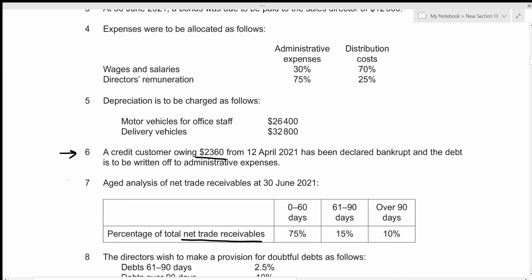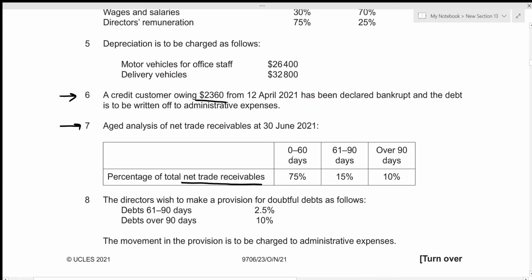Again, this is information that we need to consider. For the eighth one, we have the provision for doubtful debts. For the debts between 61 and 90 days, we need to calculate the provision for doubtful debts at the rate of 2.5%, whereas for the debts over 90 days, we will be calculating the provision for doubtful debts at the rate of 10%.